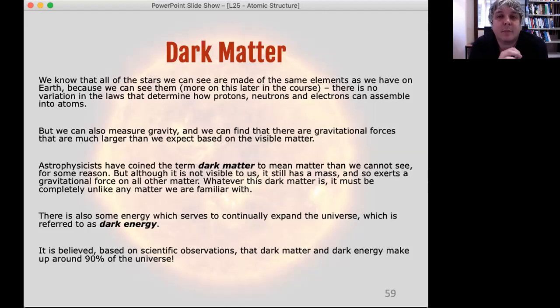It is believed, based on scientific observations, that dark matter and dark energy make up around 90% of the universe. So most of the universe is stuff that we don't even know what it is. So very fascinating and also slightly concerning.